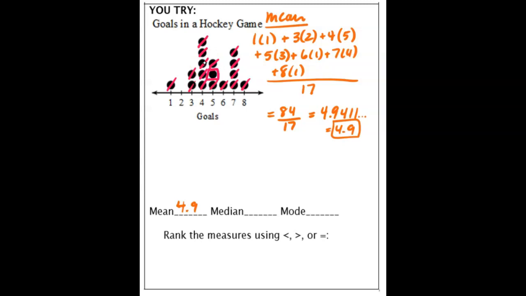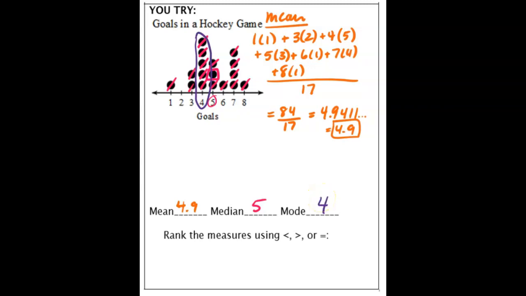So this one right here is my dot in the middle, and that dot is lined up over the number 5, so that means my median is 5. And then the last thing to do is mode, and this is the easiest one. I just look for whichever number has the most dots on top of it. So I can see that the number 4 has 5 dots. That's more dots than any other number. So that means the mode here is 4.